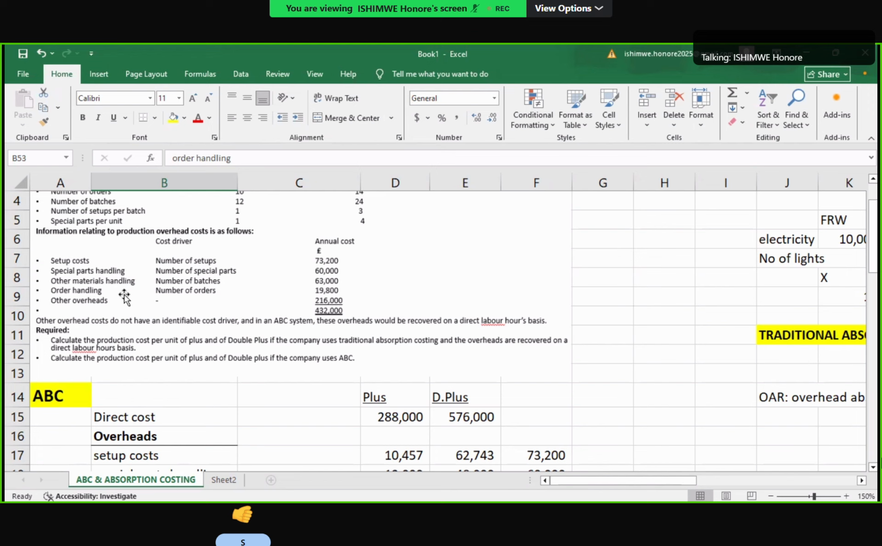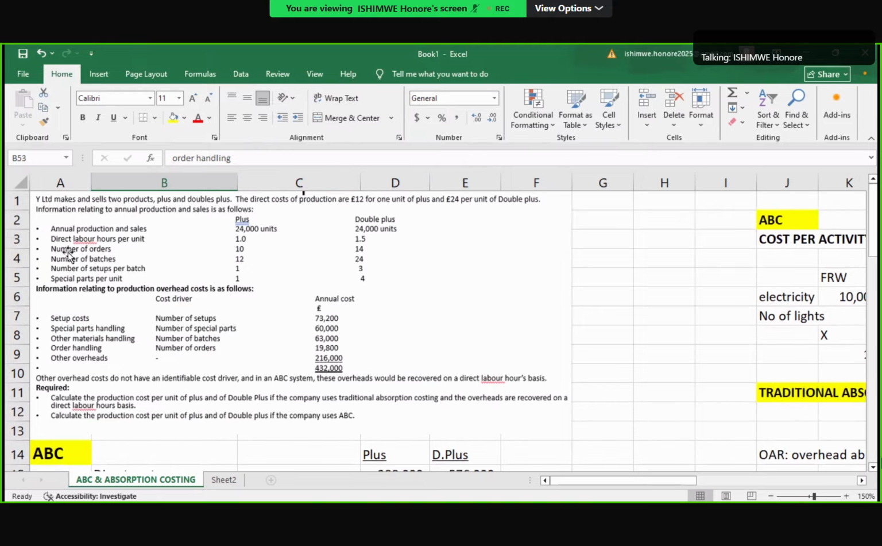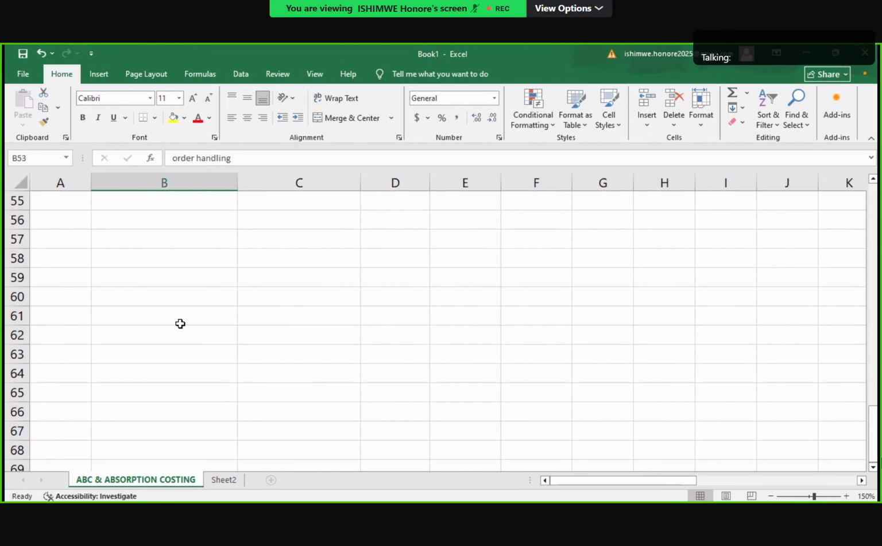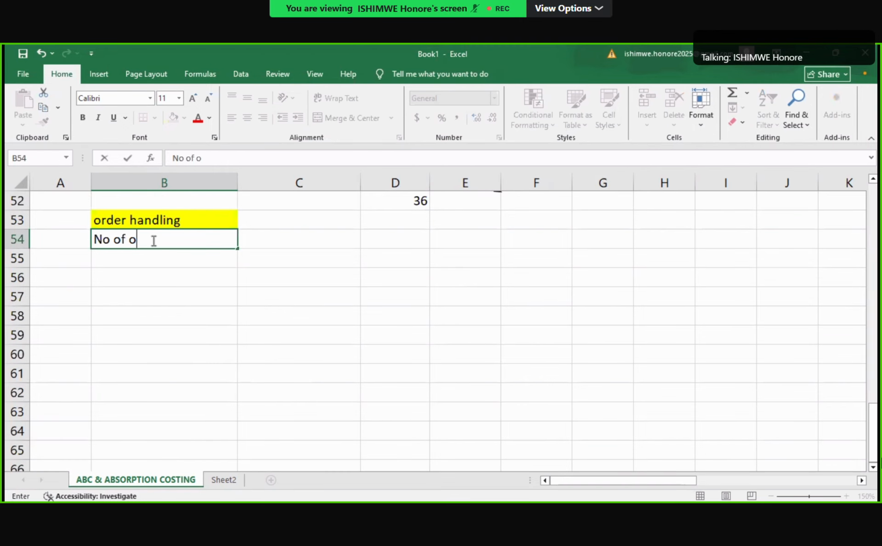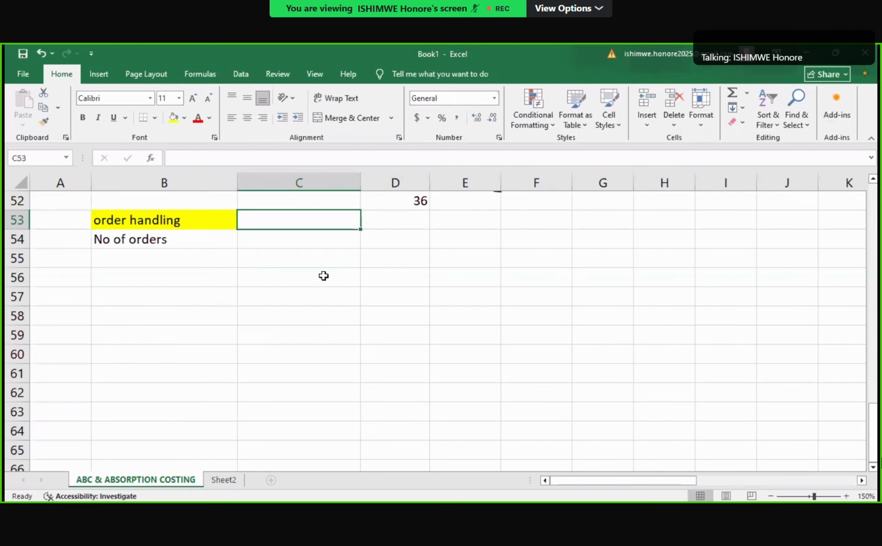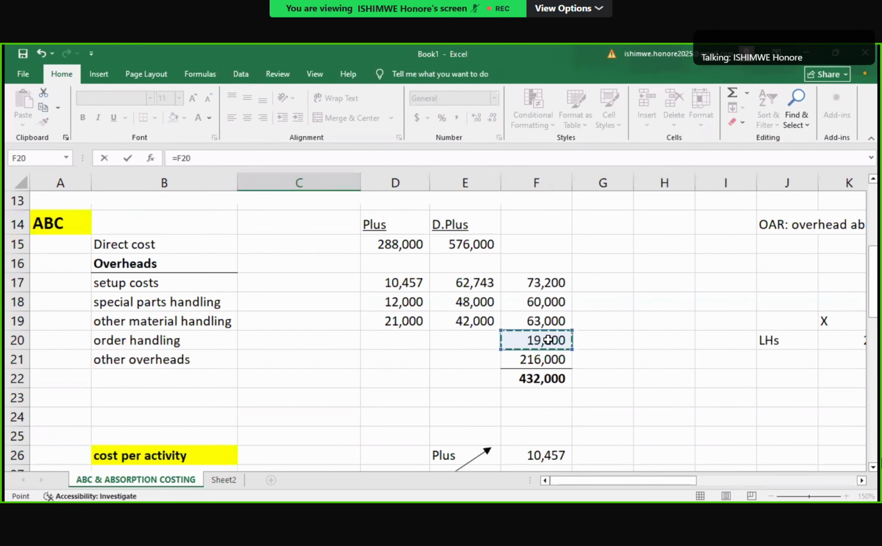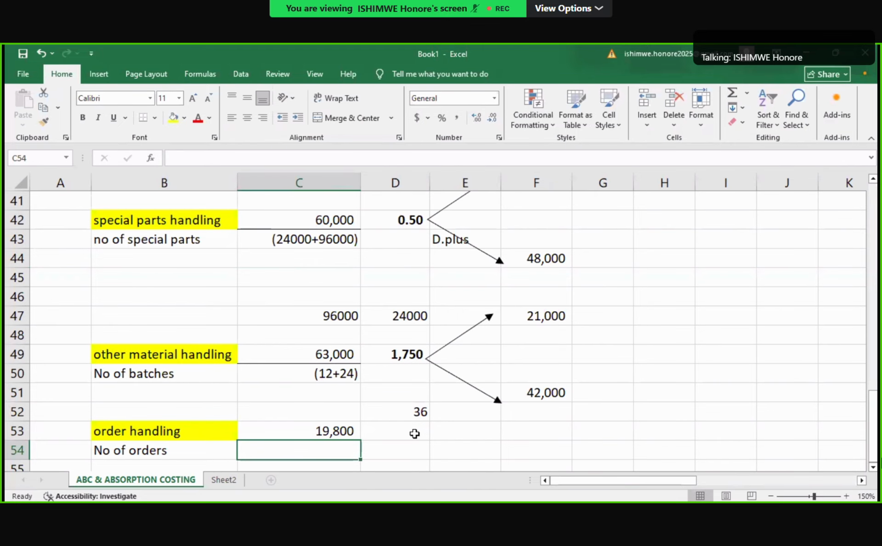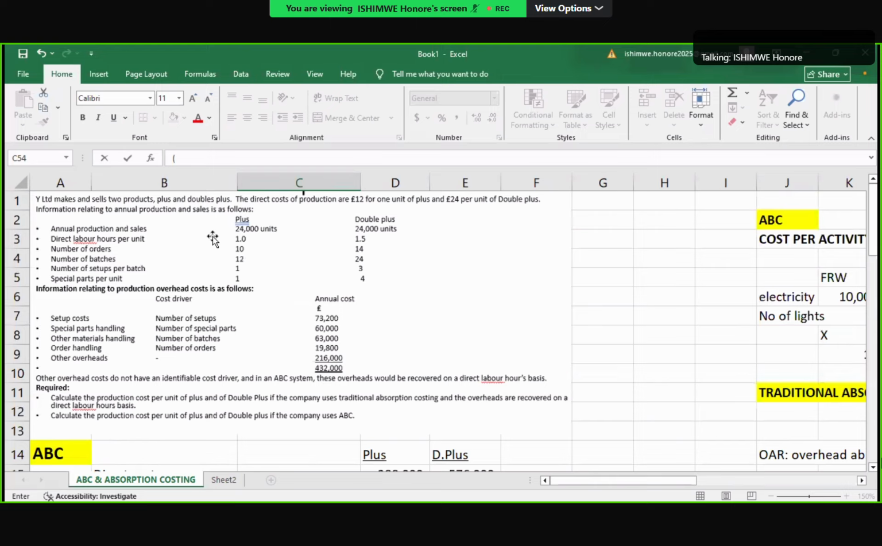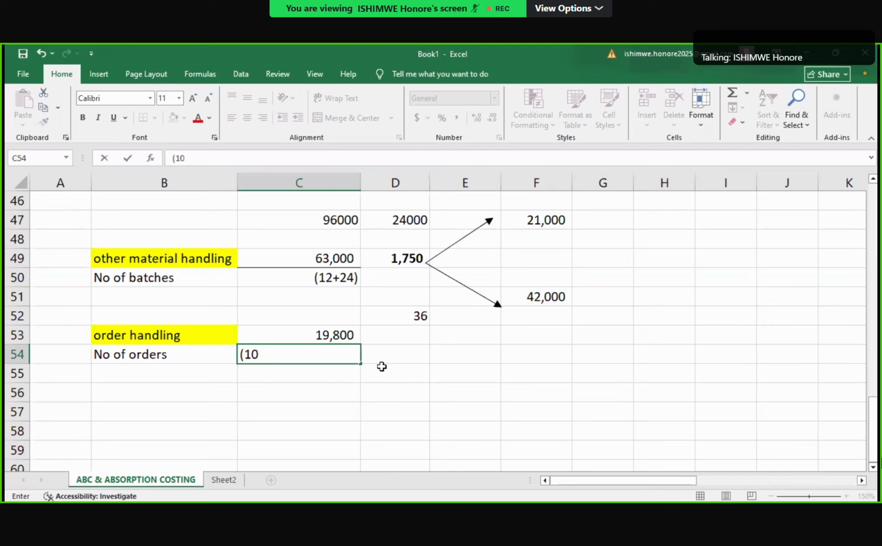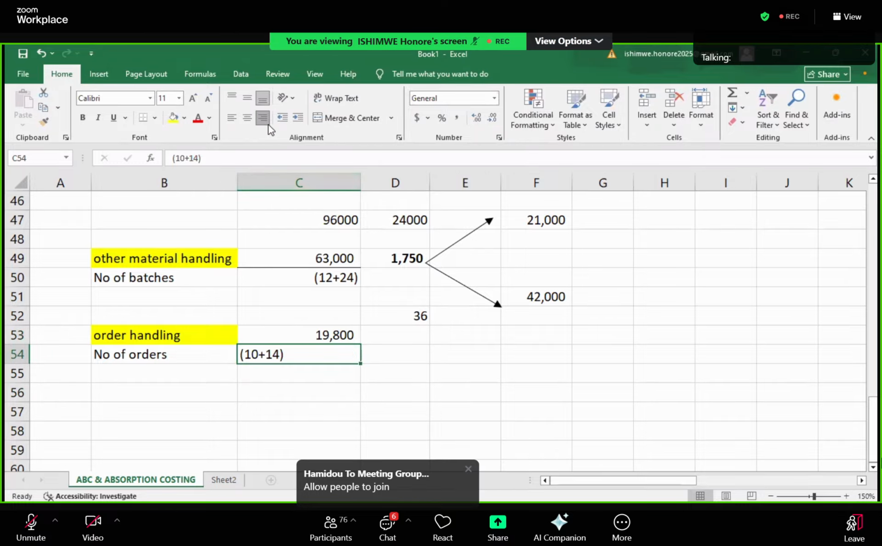Order handling. They say you have to use a number of orders. Do you have a number of orders? If you look at the information, we have a number of orders here, 10 and 14. So the cost per activity will be the total cost, which is this 19,800, divided by the number of orders, 10 plus 14, which is 24.